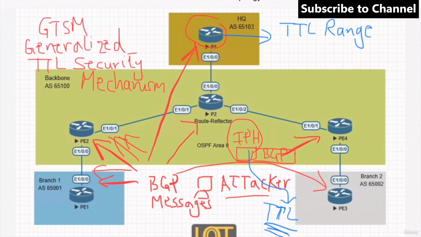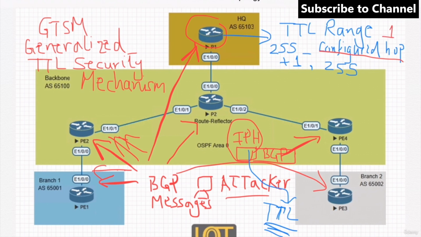The TTL range will be calculated as follows: 255 minus the hops configured plus 1. This is the first number in the range, and the last number in the range is 255. So if we configure the hops as 1, 255 minus 1 is 254, plus 1 is 255. So the range is 255 to 255. So the TTL in the IP packet of the received BGP message must be in this range between 255 and 255, which means the TTL must be 255.